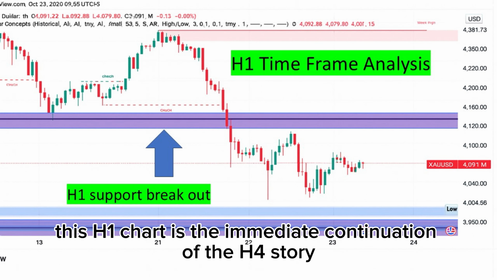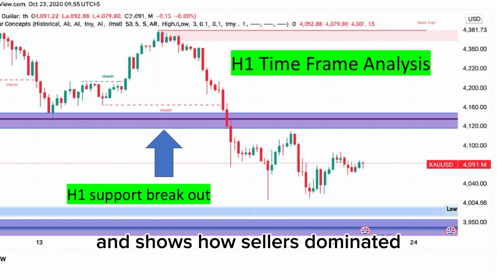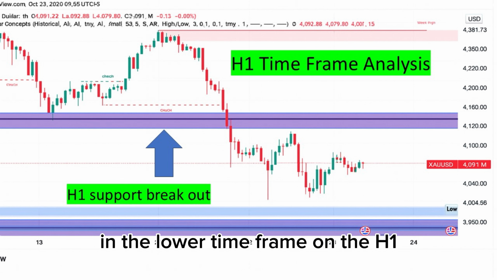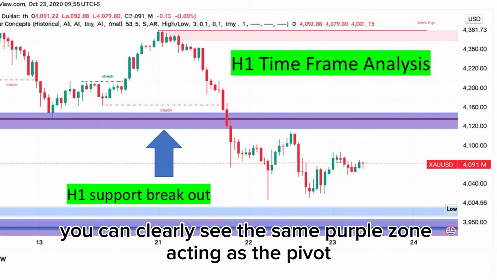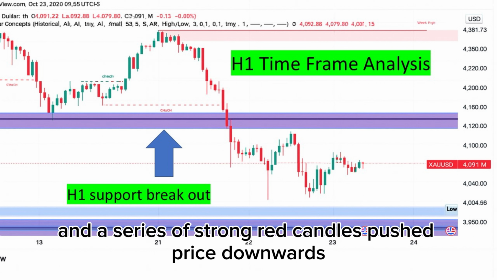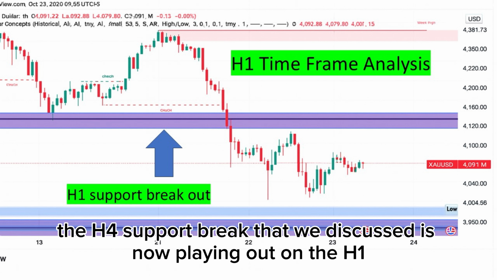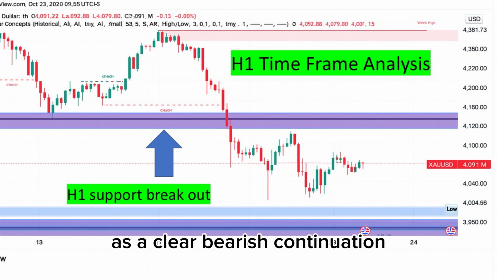This H1 chart is the immediate continuation of the H4 story. It zooms into the price action after the H4 support broke and shows how sellers dominated in the lower time frame. On the H1, you can clearly see the same purple zone acting as the pivot. Price approached it, failed to hold, and a series of strong red candles pushed price downwards. In simple terms, the H4 support break that we discussed is now playing out on the H1 as a clear bearish continuation of the higher time frame.